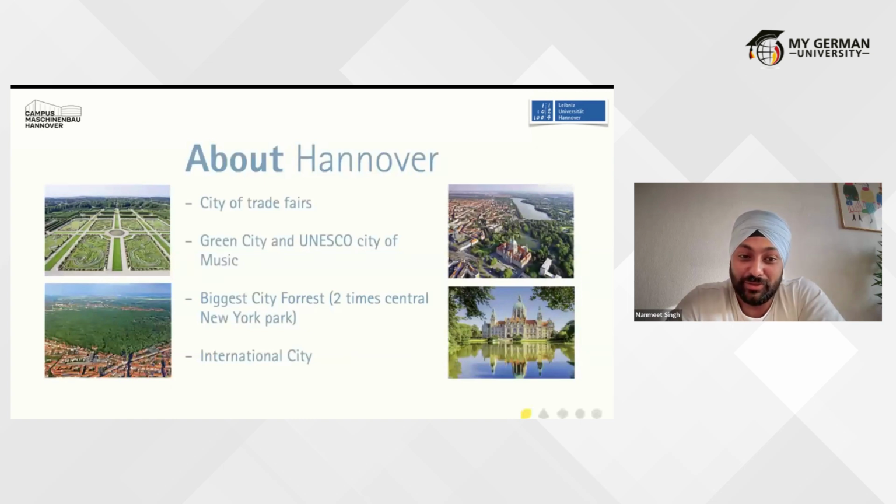Talking about Hannover, it is known as a city of trade fairs. It's also a very green city and a UNESCO City of Music. We have the biggest city forest, almost 2 times the size of Central Park in New York, and it's also known as an international city. So you do not get bored in that city. It's a very good city and also well known as a student city.